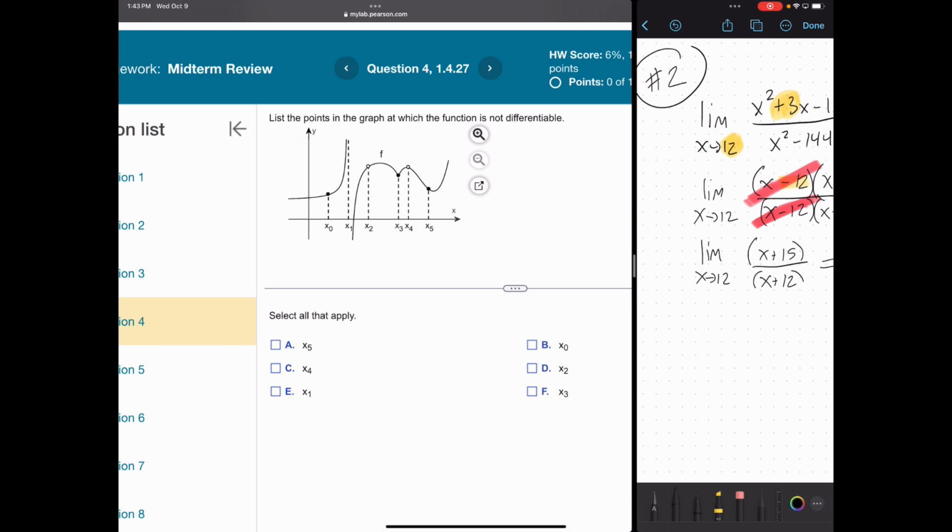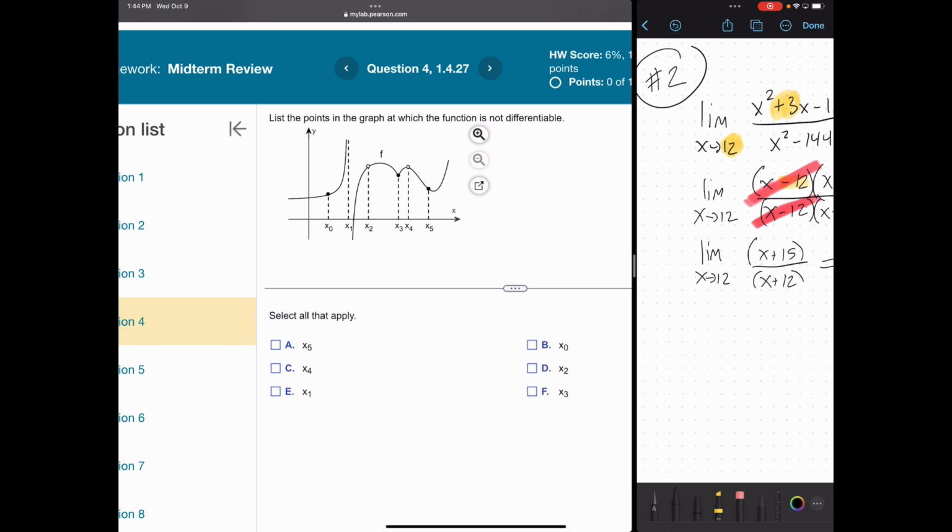Now, to be clear, my function is still continuous at x3, but what's going on at x3? I have this weird angle going on at x3. If I have an angle, I can't take the derivative at an angle. So sure enough, it's not differentiable at x3, and every other point besides x0 and x5.